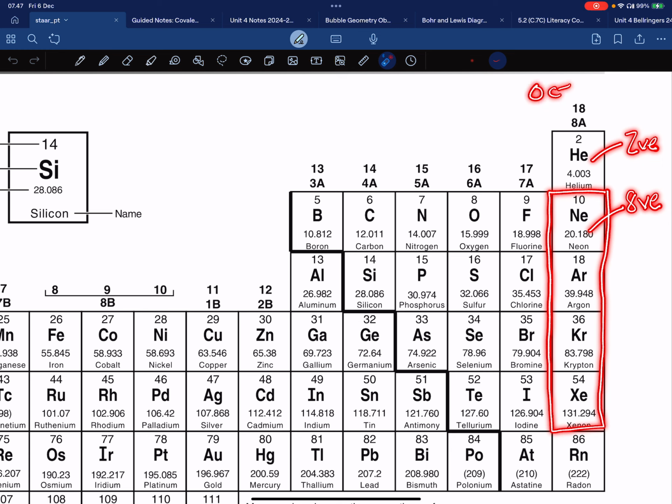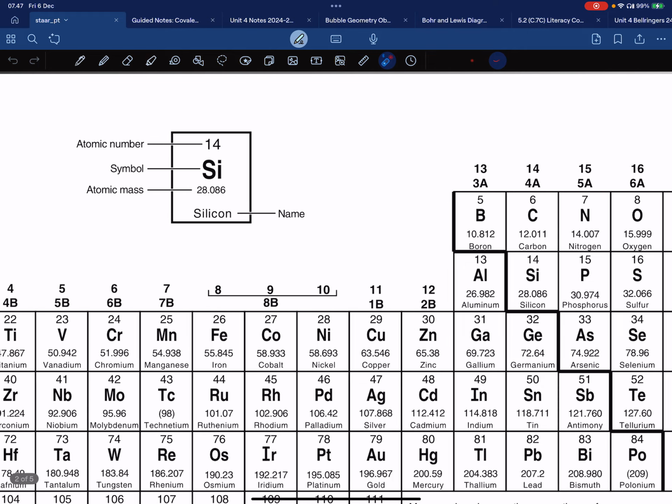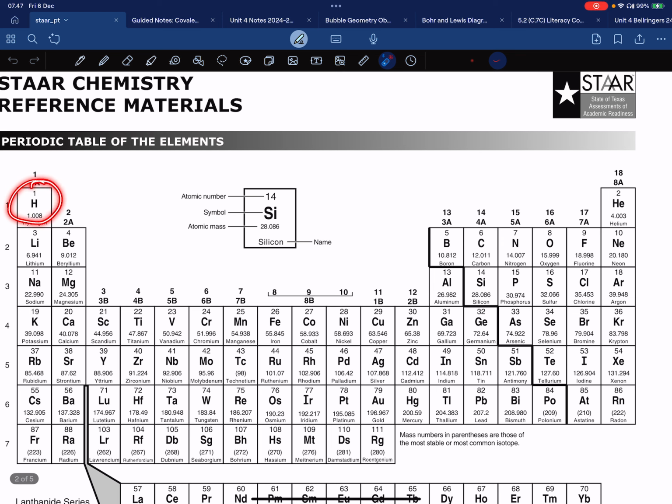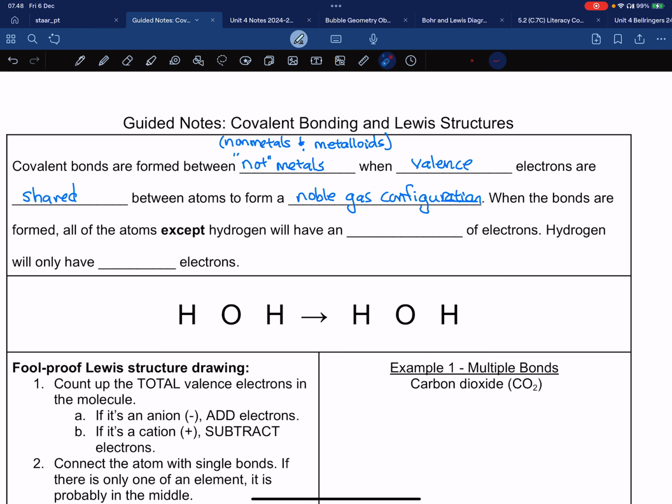That's called the octet rule. The only exception to that is hydrogen, because hydrogen will only gain that 1 electron or share that 1 electron to have 2 valence electrons in its outside shell. And we'll see that inside the Lewis structures themselves. When the bonds are formed, all of the atoms except hydrogen will have an octet, 8 electrons. Hydrogen will only have 2 valence electrons.